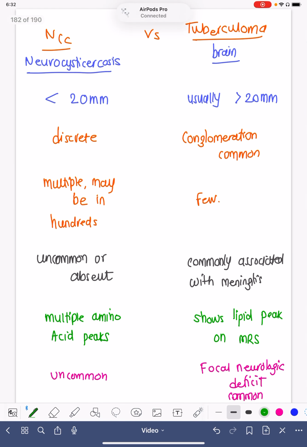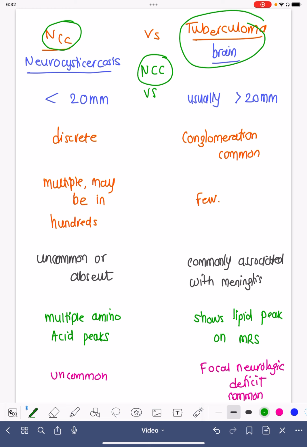Now today we'll be talking about the MRI brain lesion, where we have a confusion between NCC, that is neurocysticercosis MRI lesion, or tuberculosis, or tuberculous brain lesion, that is called tuberculoma brain lesion. Now we must know that the size of the neurocysticercosis lesion is very commonly less than 2 centimeter always.